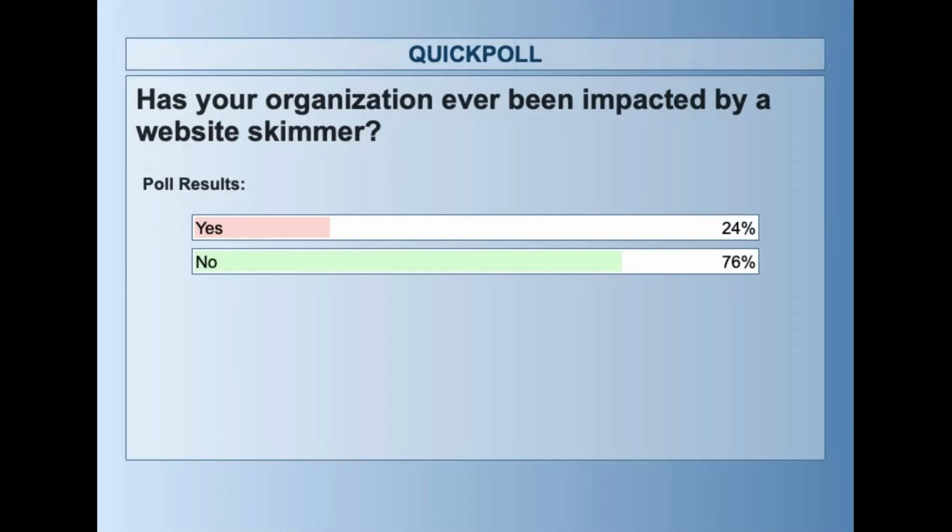24% yes, and 76% no. So when we get done with this exercise that I'm going to be doing later, you'll be able to go and look to see if potentially you're impacted or not. Okay.